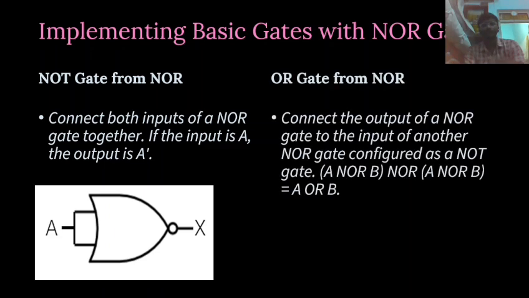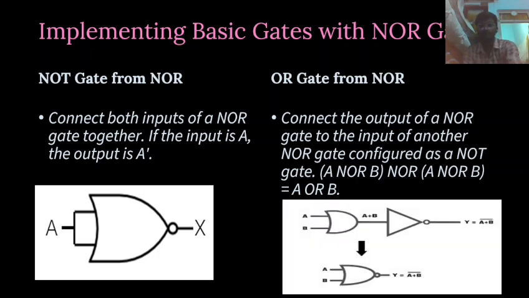OR gate from NOR: connect the output of a NOR gate to the input of another NOR gate, which acts as a NOT gate. A NOR B, then NOR, gives A or B. Here see the image. A and B are inputs of a NOR gate giving Y equal to A plus B whole bar, and combined with a NOT gate gives Y equal to A plus B.